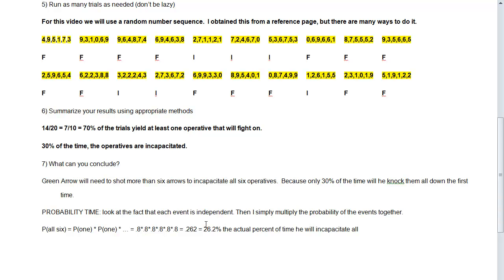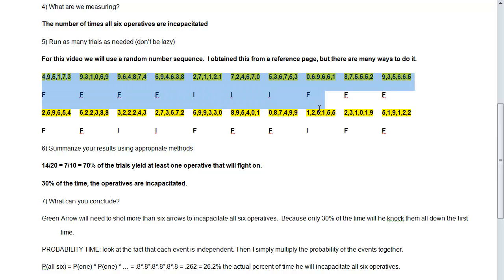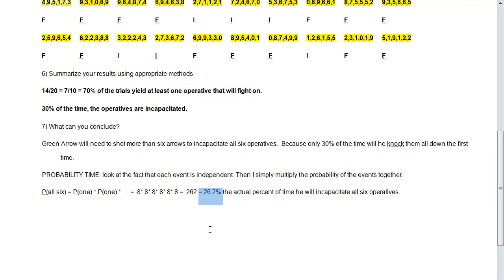incapacitate all 6 operatives. If you're in my class, we don't really deal with this probability too much. But if you're a stat student and the emphasis in your stat class is the basis in probability, your professor may want you to actually figure out how close you got. And you'll notice that 30% is actually really close to this 26%, which is the actual percentage. And so probably the reason for that is I limited it to 20 trials. If I had done 100, I probably would have gotten a lot closer to the 26.2%, and this is why we run a lot of trials.